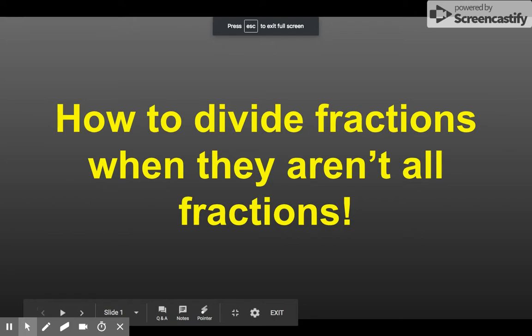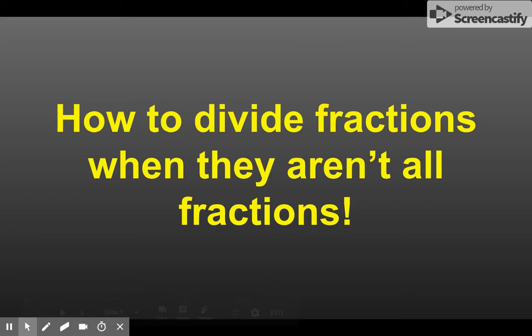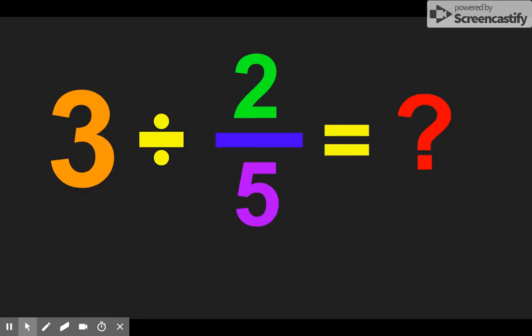Hi, today we're going to learn how to divide fractions when they aren't all fractions. If you've made it this far, you've already seen the video on how to divide fractions, or maybe you already knew that, but then you ran into a problem that was weird, one that looked like this. What is 3 divided by 2/5?